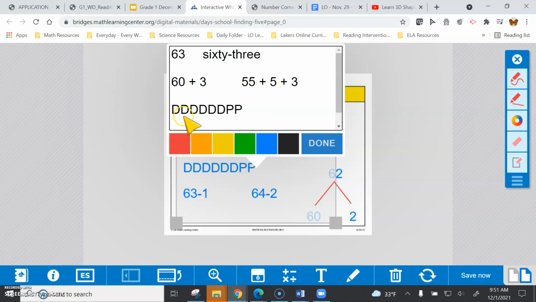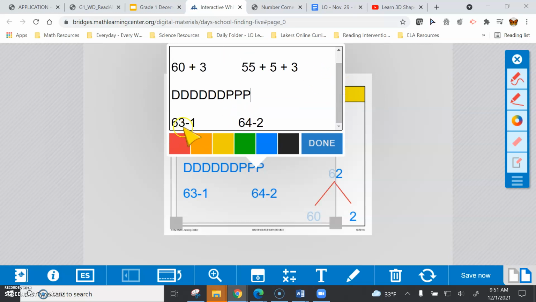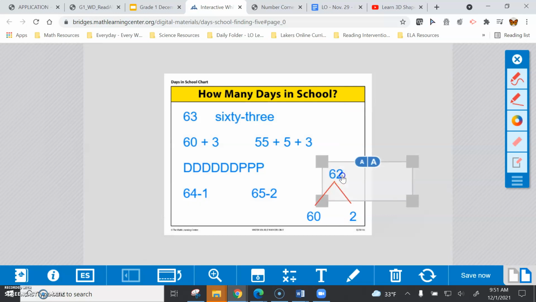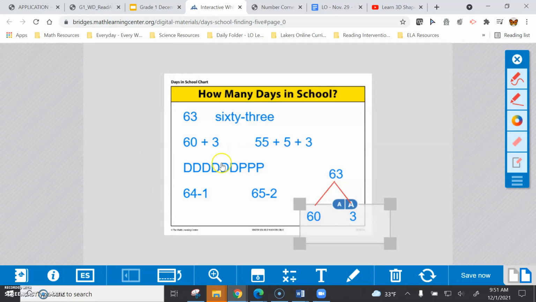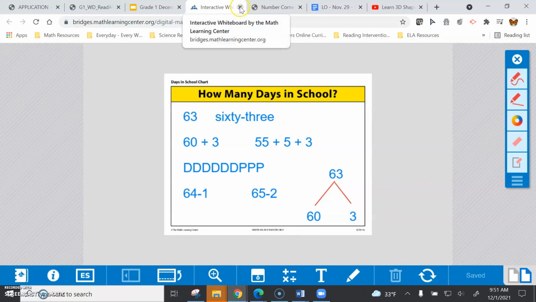So make us think now. 10, 20, 30, 40, 50, 60, 61, 62. We need to add another penny to make it 63. We're going to say 64 minus 1. And 65 minus 2 would give us that 63. We'll come over here to our number tree and make our tree about the number 63. We will even make it 60 and 3 below. Great information, All-Stars. Great information.